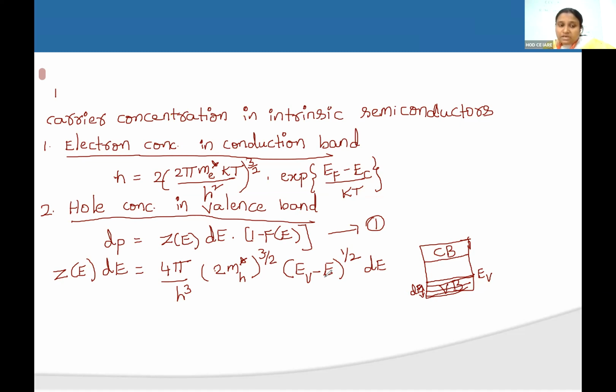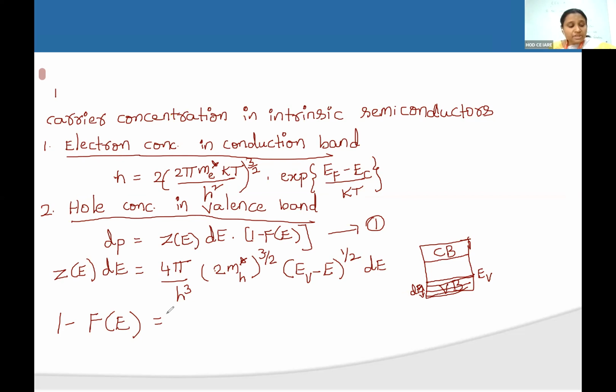Anyone has doubts? No, ma'am. Okay, then. After that, what is this 1 minus f(E)? I have discussed this. f(E) is the Fermi-Dirac distribution function, which gives the probability of an electron occupying an energy level. Is it the probability of an electron occupying an energy level? Yes, ma'am. But what is 1 minus f(E)?